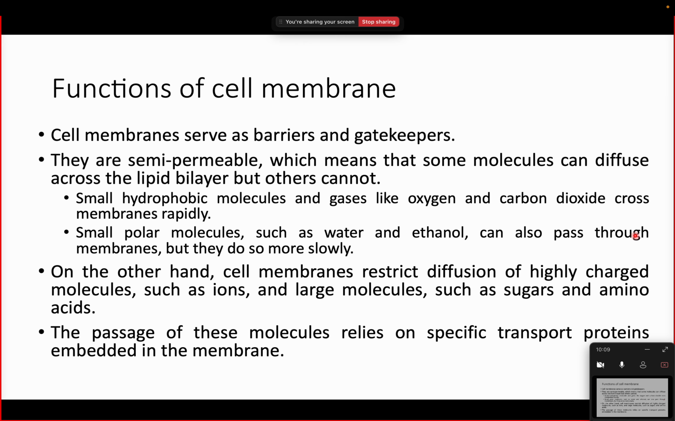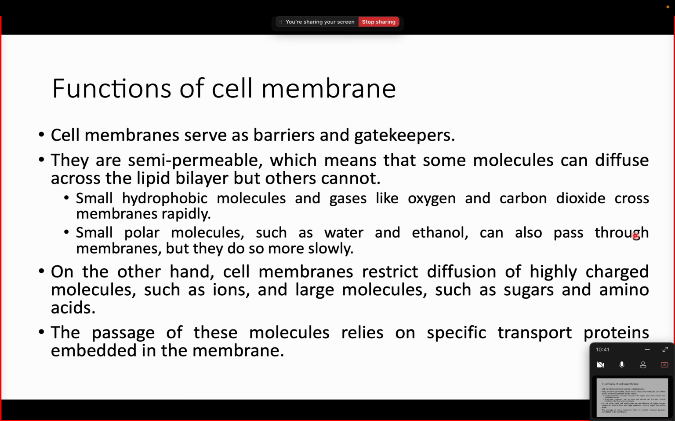Okay, so what are the major functions of a cell membrane? Cell membranes serve as barrier and gatekeepers. They are semi-permeable, which means that some molecules can diffuse across the lipid bilayer but others cannot. Small hydrophobic molecules and gases like oxygen and carbon dioxide cross membranes rapidly. Small polar molecules such as water and ethanol can also pass through membranes, but they do so more slowly.